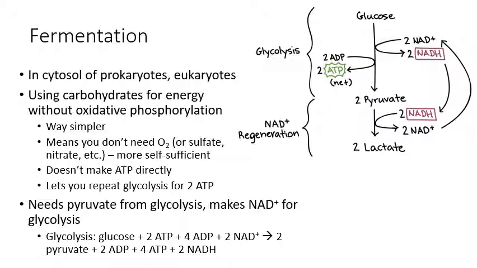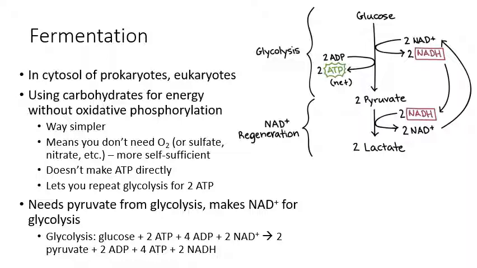So fermentation occurs in the cytosol for prokaryotes and for eukaryotes. There's actually a lot of different reactions that count as types of fermentation, and so the definition for fermentation can be a little vague. Different people kind of define it in different ways. But one way to define fermentation is that it is ways of using carbohydrates to make ATP without doing oxidative phosphorylation. So that means it cannot involve an electron transport chain.